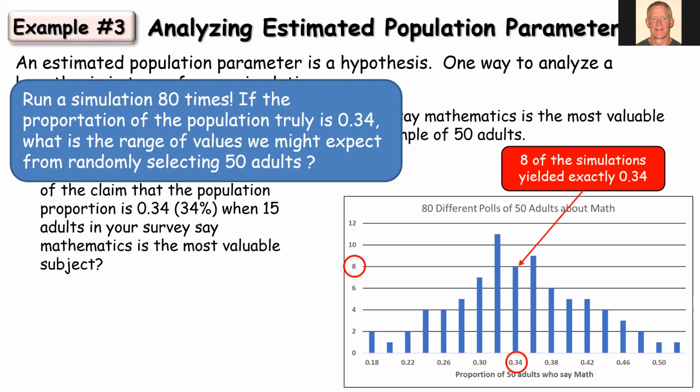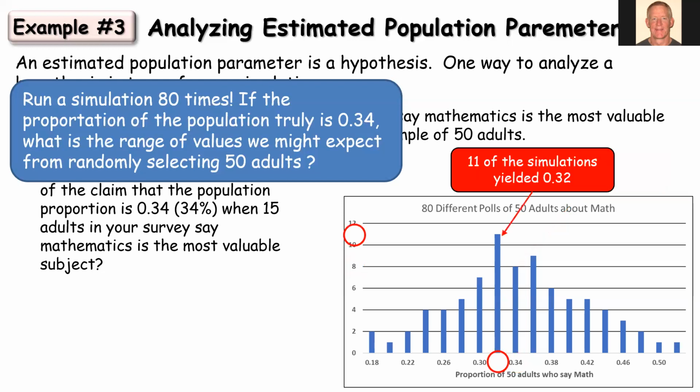So let's just take the value that we're interested in, 0.34, 34% of the adults think math is the most valuable. Well, if we look at our simulation result and we look at that bar, it comes up to the value of 8. That means 8 out of the 80 simulations that we ran yielded exactly the result of 34%. In other words, agreed with the claim from the polling company.